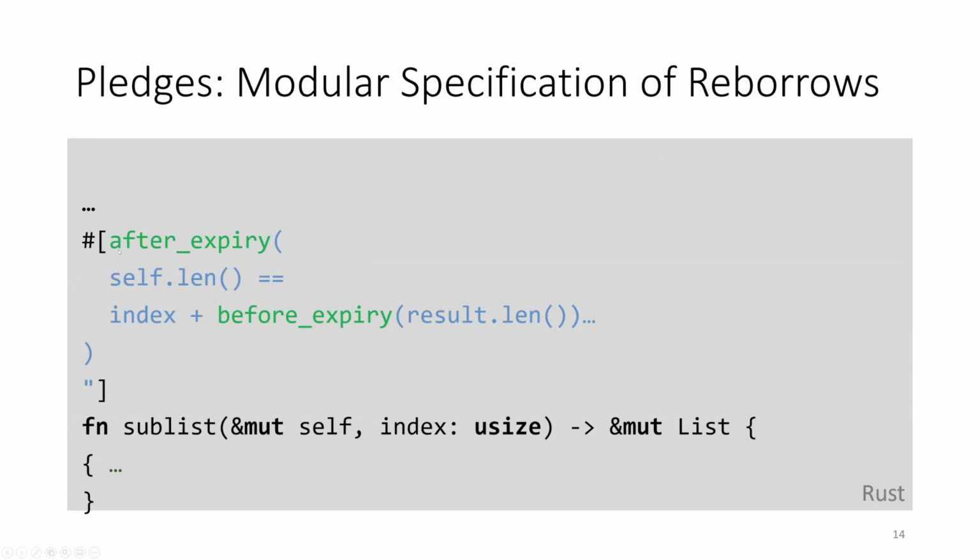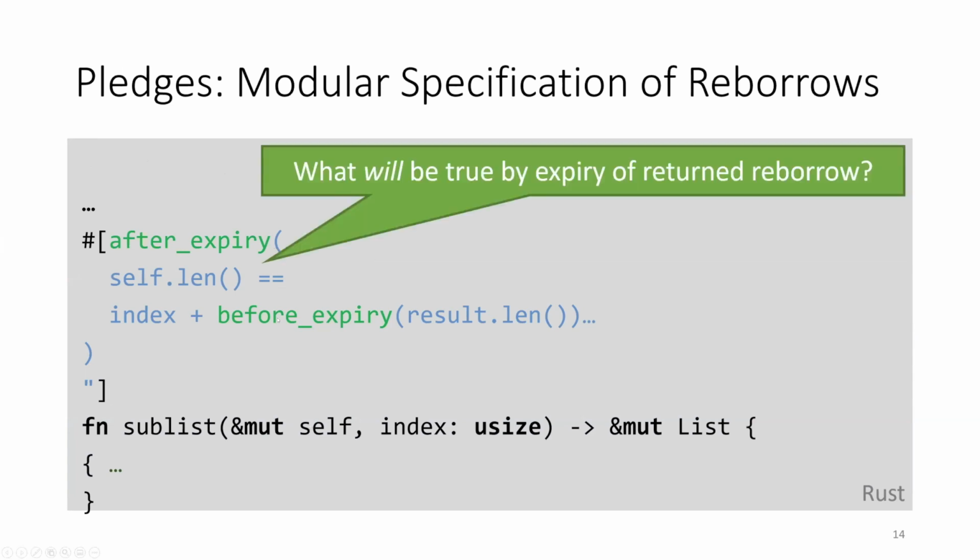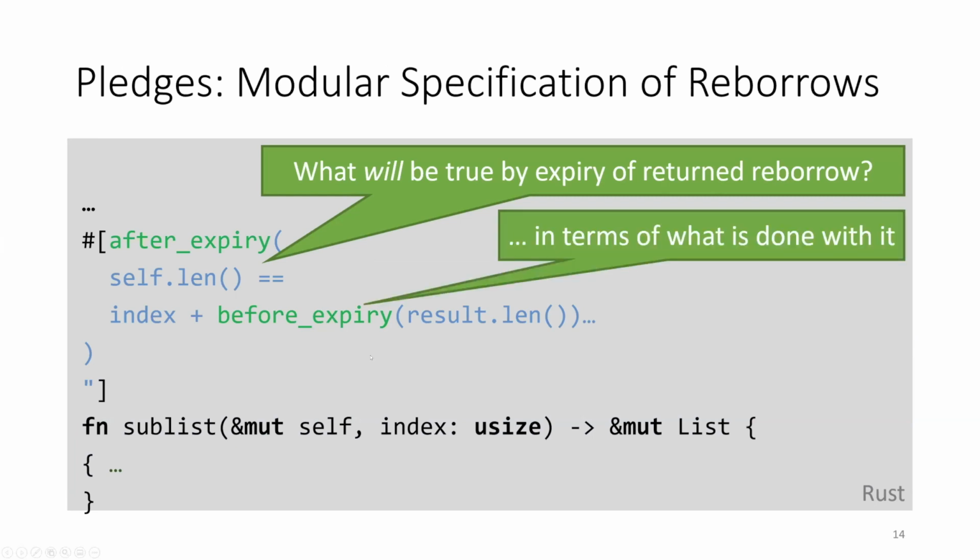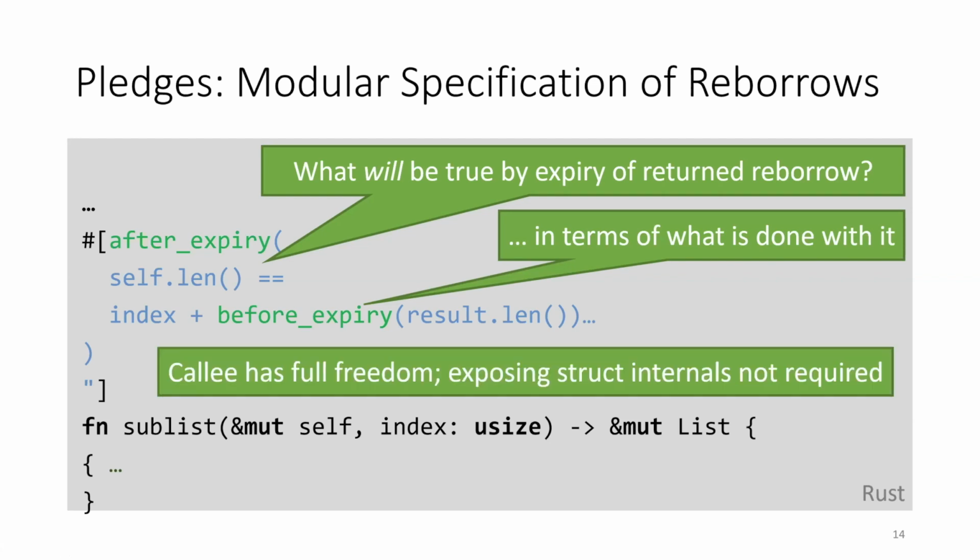And the idea is instead of specifying how things look right now in terms of the entire list, because right now the list isn't accessible, I can say how the list will look by the time that my reborrowed reference expires. So I can say properties like the length will definitely be at least index long. And then it will be index plus the length of whatever sublist you give me back. And of course, the client might potentially modify the list's length before the reborrow expires.